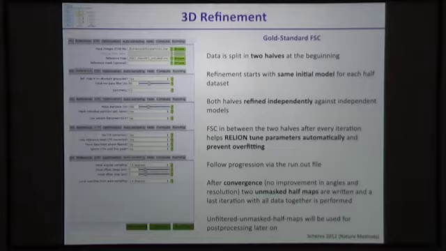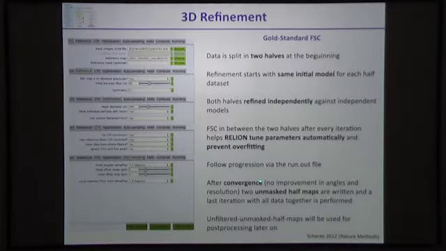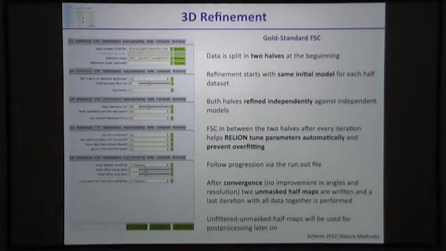What happens is that at the beginning of the refinement, the data is split into two halves, and they are refined against an independent model, and they don't see each other through the whole refinement. After every iteration, every reconstruction of the half data is compared through an FSC in order to estimate resolution and the parameters that will tune during the refinement in order to align your particles. You can follow the progression of this by looking at the run.out, the output from the refinement run.